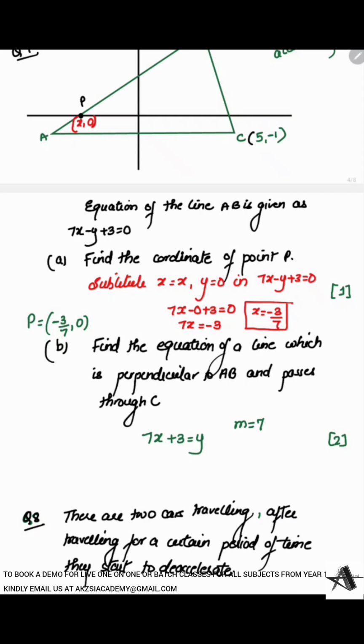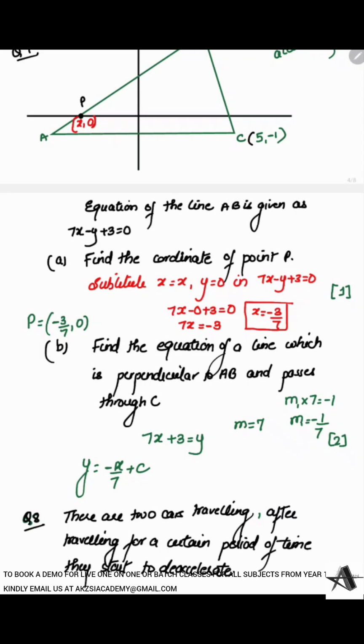What they are asking is to find the equation of a line which is perpendicular to AB. So we have the gradient. We need to calculate the equation of a line y equals mx plus c. Gradient of this line is 7, then gradient of the line which is perpendicular to this line is going to be negative 1 over 7. Why? Let's say the gradient of that be m1, m1 times 7 equals negative 1. So m1 is going to be negative 1 over 7. y equals mx plus c, y equals negative 1 over 7 x plus c.